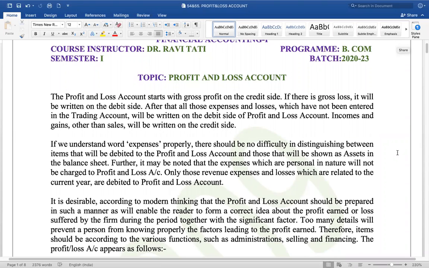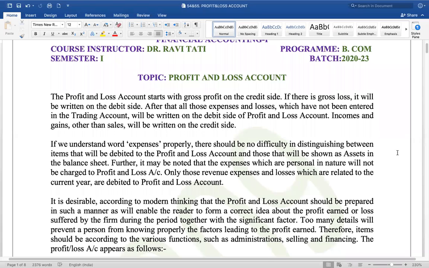And today we are going to talk about the profit and loss account. Profit and loss account starts where the trading account ends. Okay, the trading account is closed with a balancing figure on the debit side. If it is a profit, gross profit. If it is a gross loss, then the balancing figure appears on the credit side.